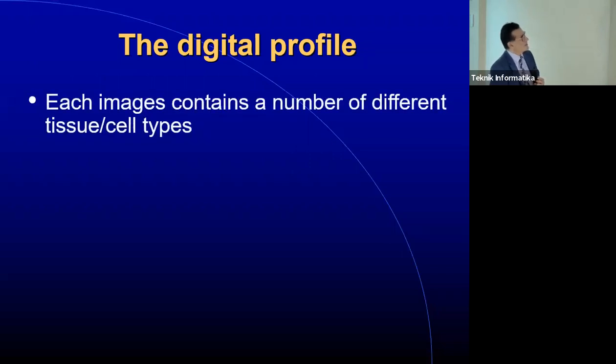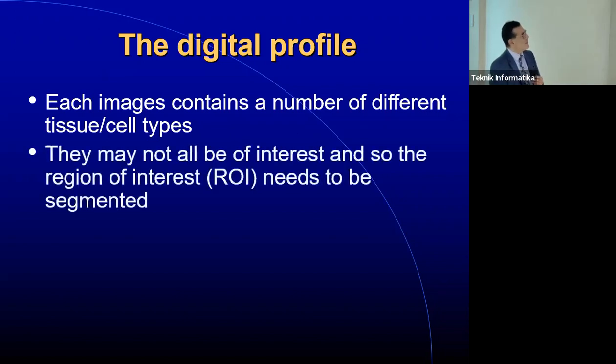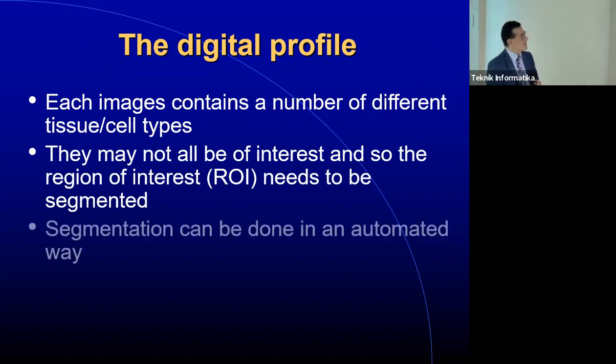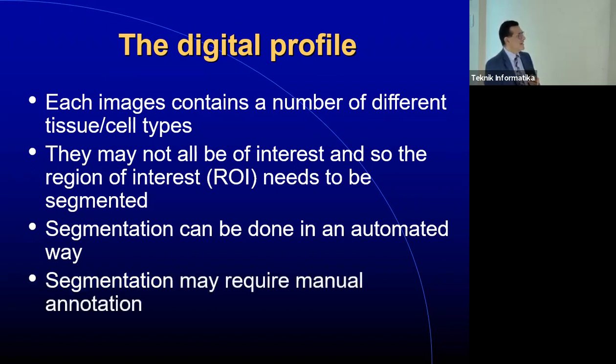Okay, so each image contains a number of different tissue or cell types. And so whether you're interrogating at the pixel level, the object level, or at the higher semantic level, if you know the different tissue or cell types, then you need to separate them or segment them so you can do your analysis appropriately. So your region of interest needs to be identified and separated out, because you may not be interested in absolutely everything that's there. The segmentation can be done in an automated way, or if you've got a pathologist who's got nothing else to do, you can get them to manually annotate your tissues.